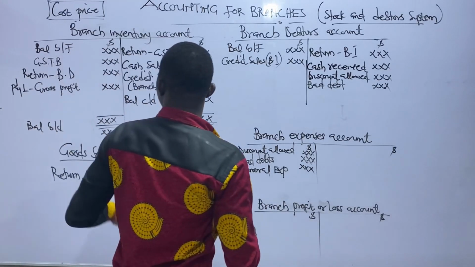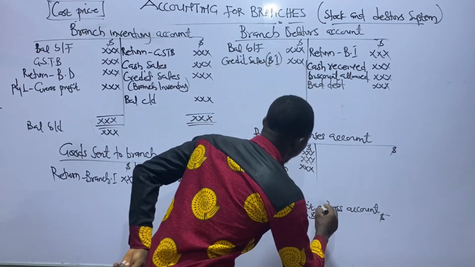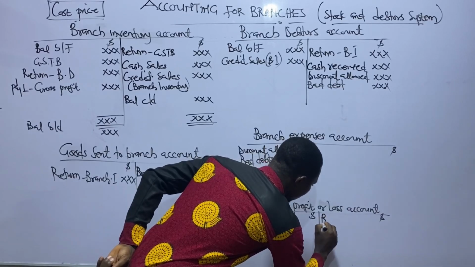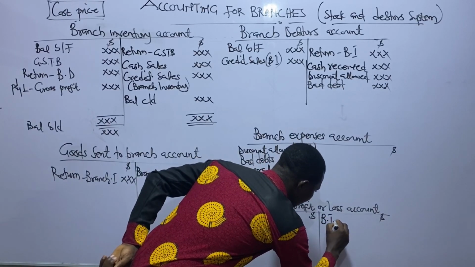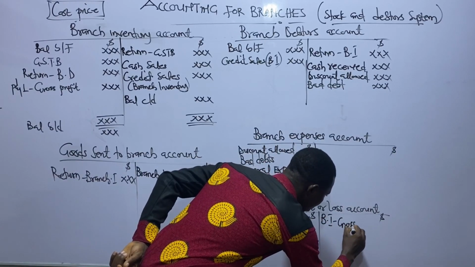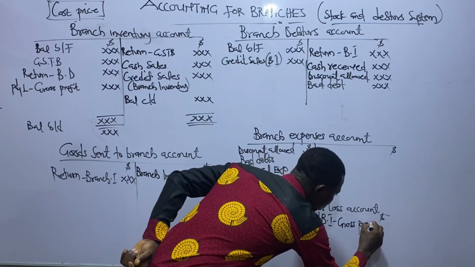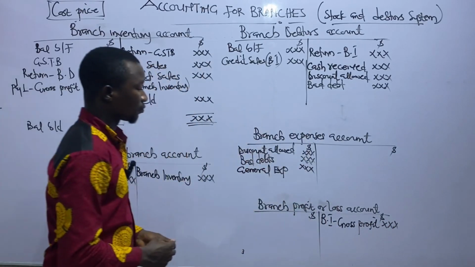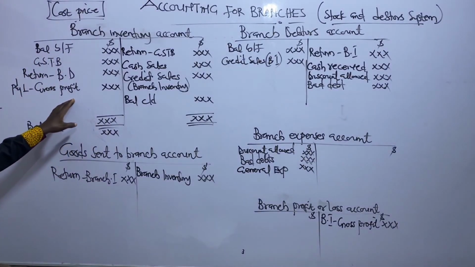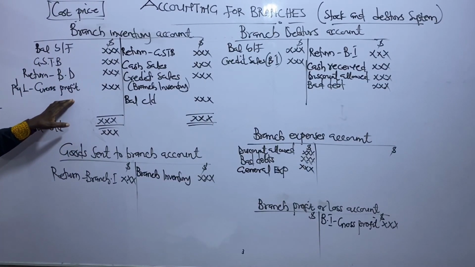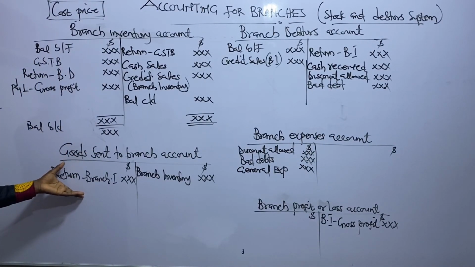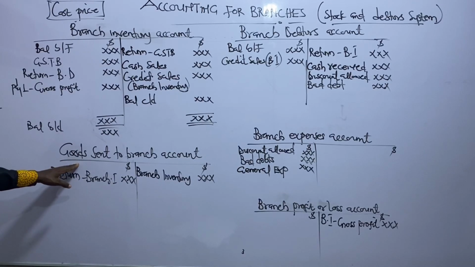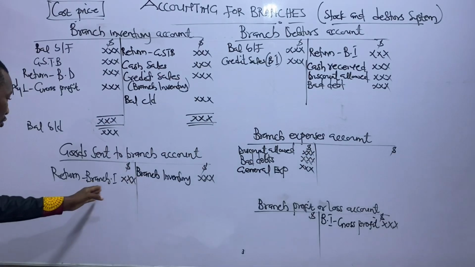So a gross profit from the branch inventory. So branch inventory, but it is a gross profit. So gross profit to be recorded this way. Yes, we've completed this account. Now let's also balance off this account. Is that okay? So by balancing off this account, we have to also find the difference.